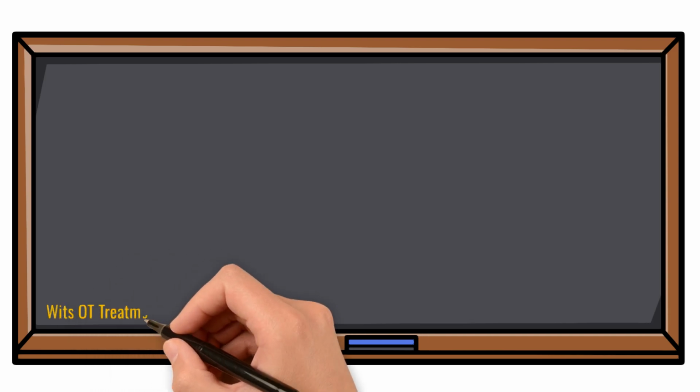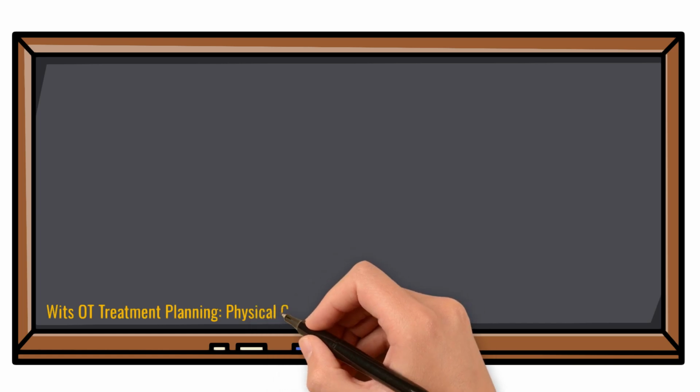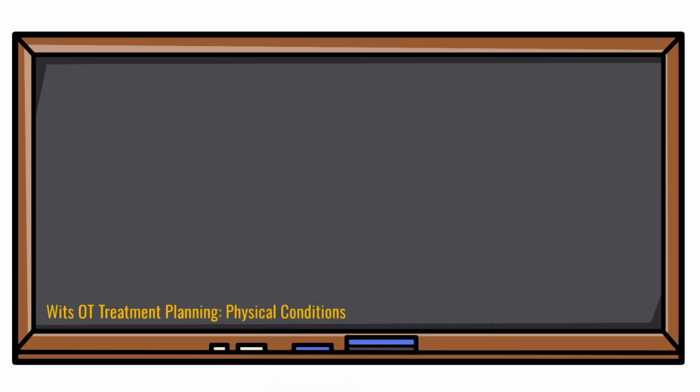Welcome to the Wits Occupational Therapy Treatment Planning process for clients with physical conditions. This is an overview video showing the process from beginning to end, but following videos will expand on each section in a bit more detail.